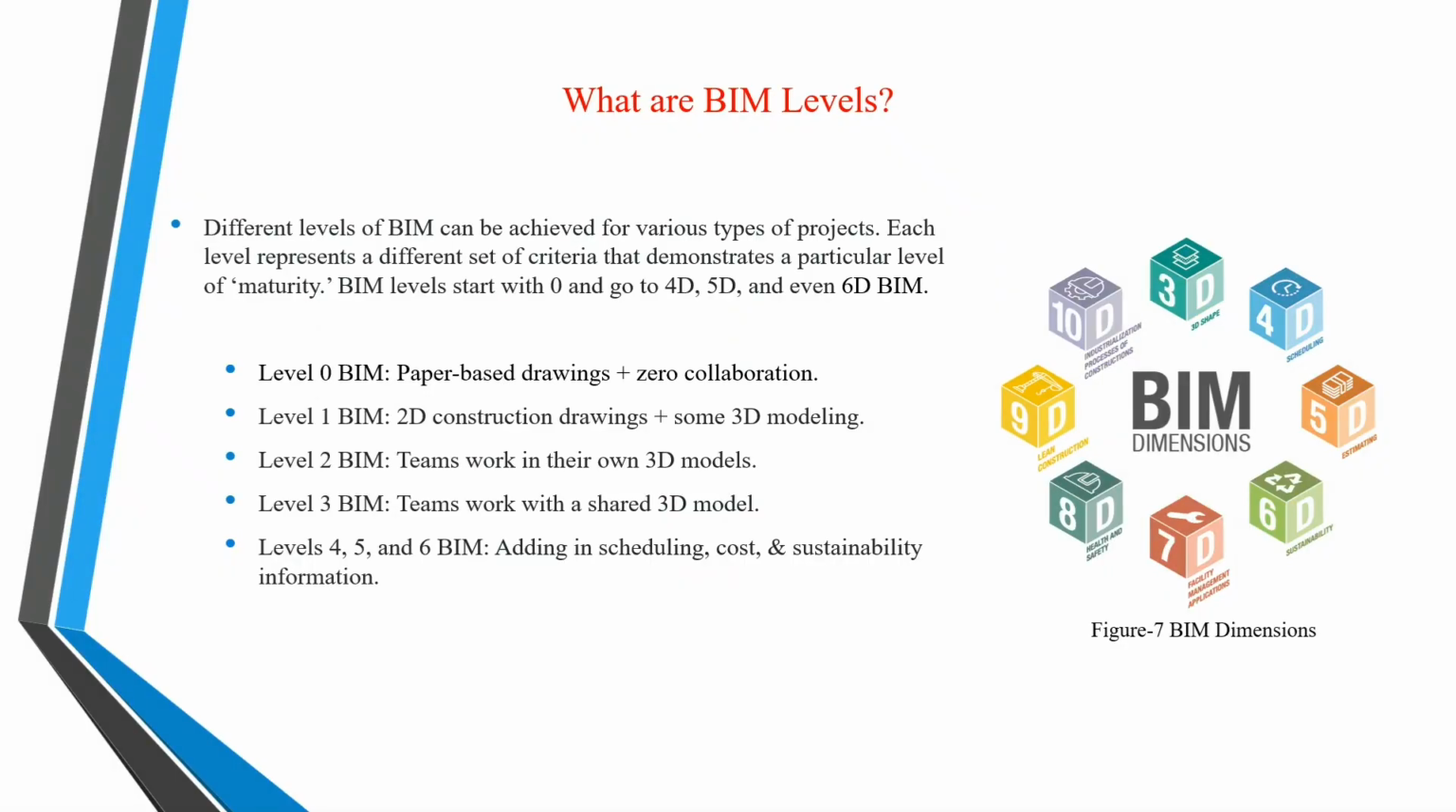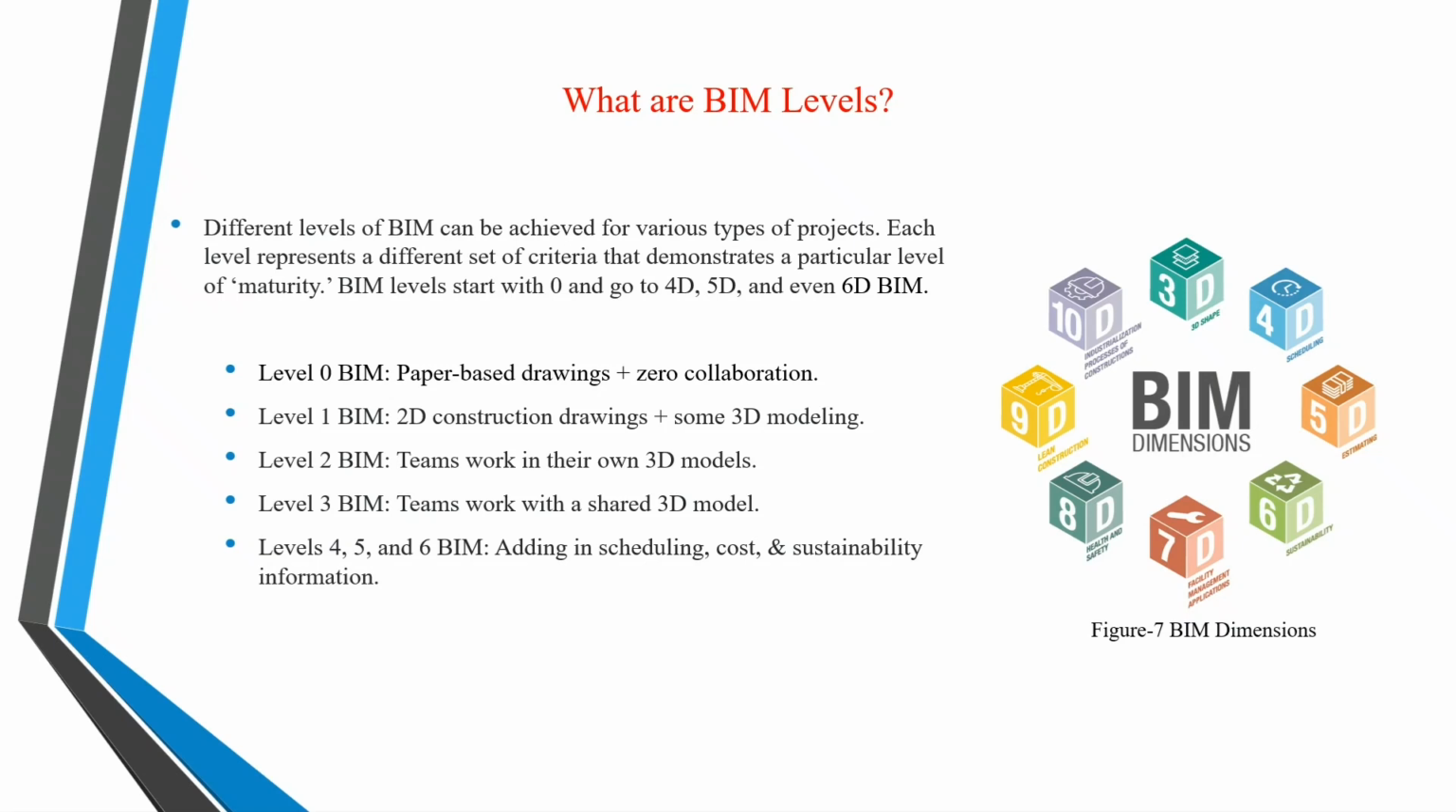Now, what are the different building information levels involved in building information modeling construction? Different levels of building information modeling can be achieved by various types of projects. Each level represents a different set of criteria that demonstrate a particular level of maturity. BIM levels start with 0 and go to 4D, 5D, and even 6D BIMs, where D represents dimension.